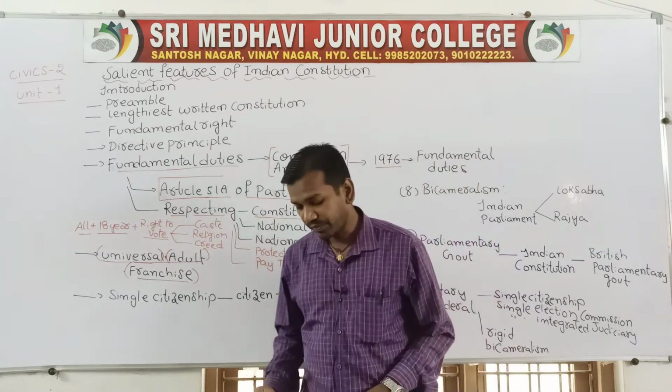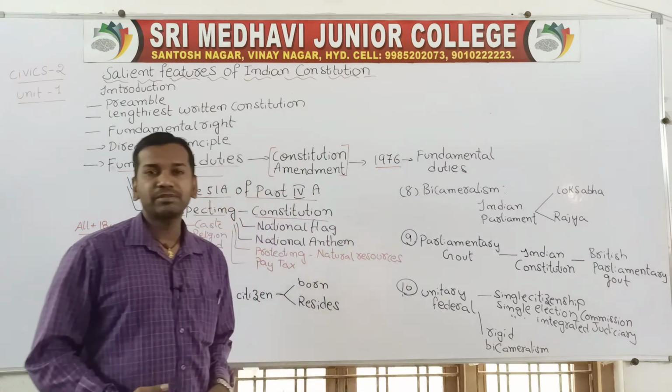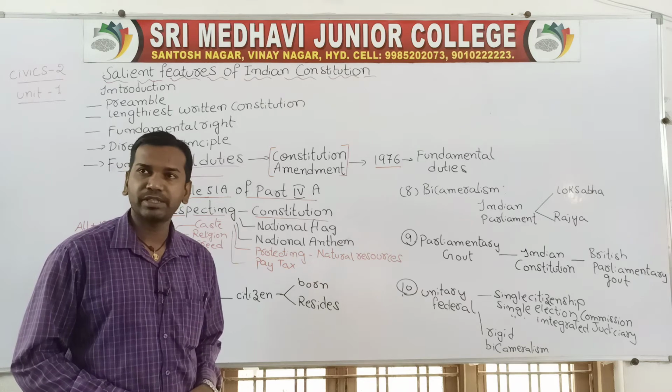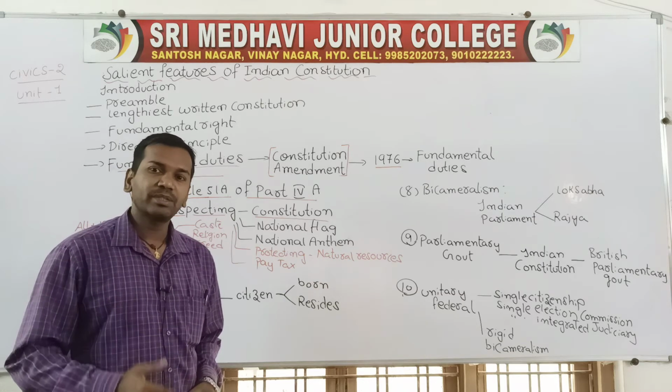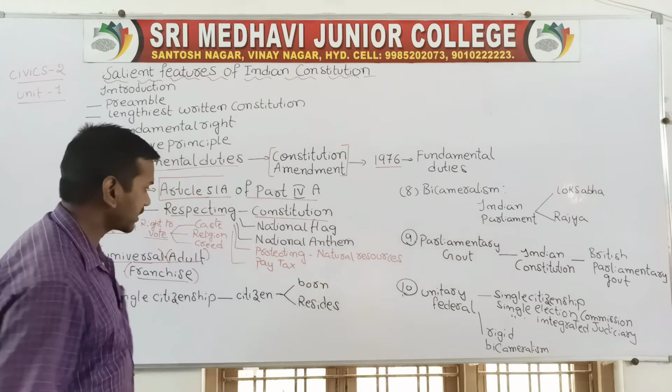This is one point. When we are talking about the right to vote, India is the only democratic country which has given the right to vote to all the citizens. 100% of citizens have been given the right to vote. If any citizen completes 18 years of age, we give the right to vote to all the citizens of the country. Next we'll go forward.